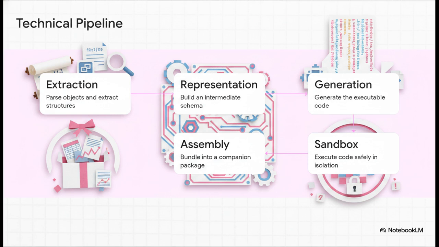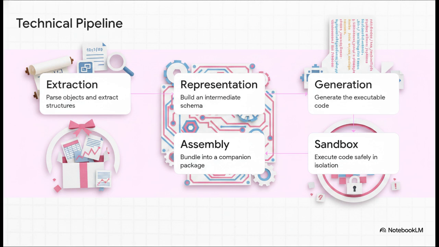Think of this kind of like a structured blueprint or a schema that holds all those rules together. Third, we get code generation. Here, the system actually writes executable code using languages like Python, R, or Julia, and it encodes those extracted constraints directly into the programming logic.